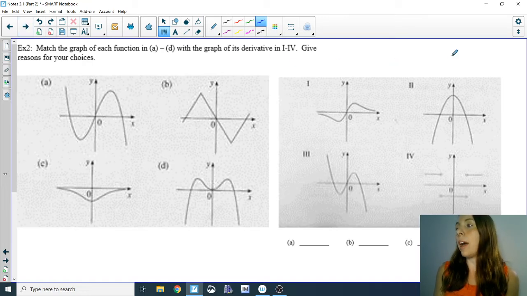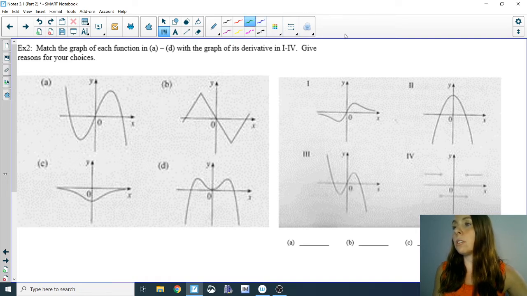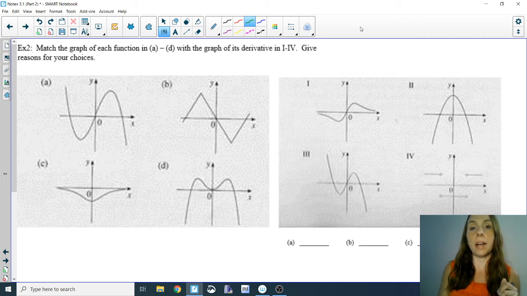Okay, let me show you some better examples of that here in example 2. Match the graph of each function in A through D. So these are the original functions over here, with the graphs of the derivatives in Roman numerals 1 through 4. So these are the derivative graphs. Give reasons for your choices. Okay, well, we're not going to write out reasons, but we're just going to color code to show our reasoning. Okay, so what I'm going to do is grab my first color, which was assigned to when a function is increasing, the derivative is positive. And I'm just going to color code to show you what I'm looking at here and how these graphs match.